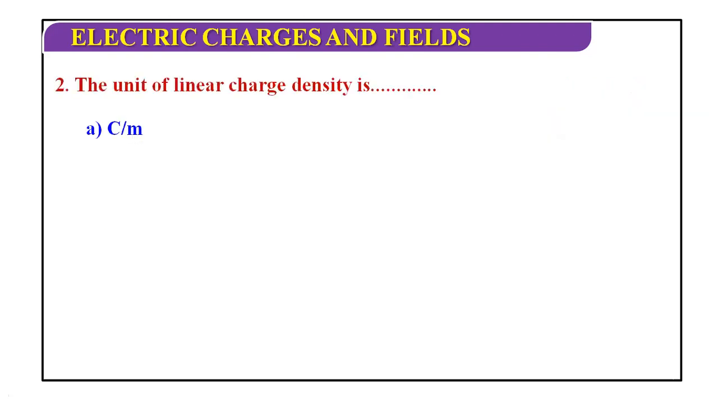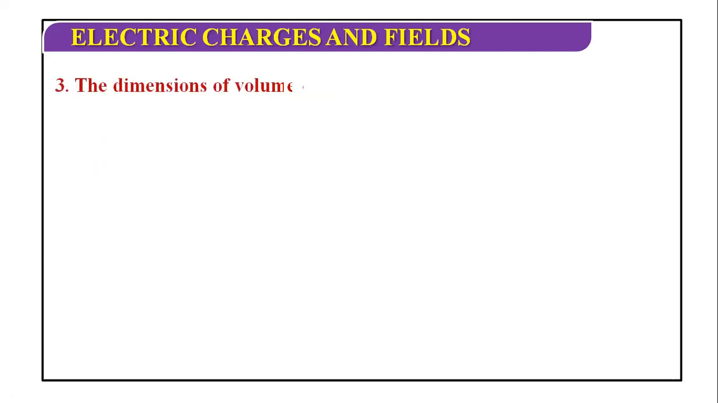What will be the unit of linear charge density? Linear charge density lambda is equal to charge upon length. Charge is in coulomb, length is in meter. So what will be the answer? Sir, A. Yes. The dimensions of volume charge density, what will be the dimensions of volume charge density?